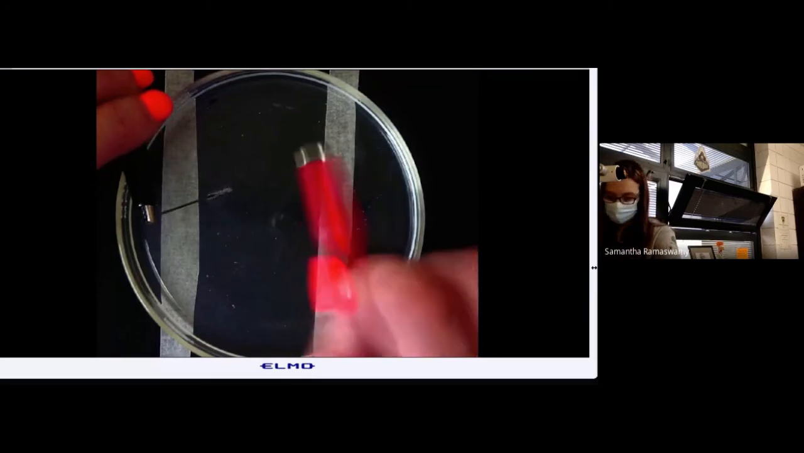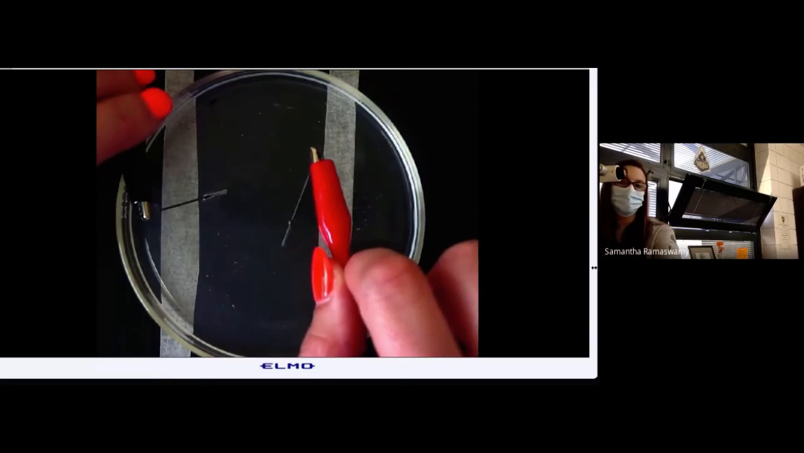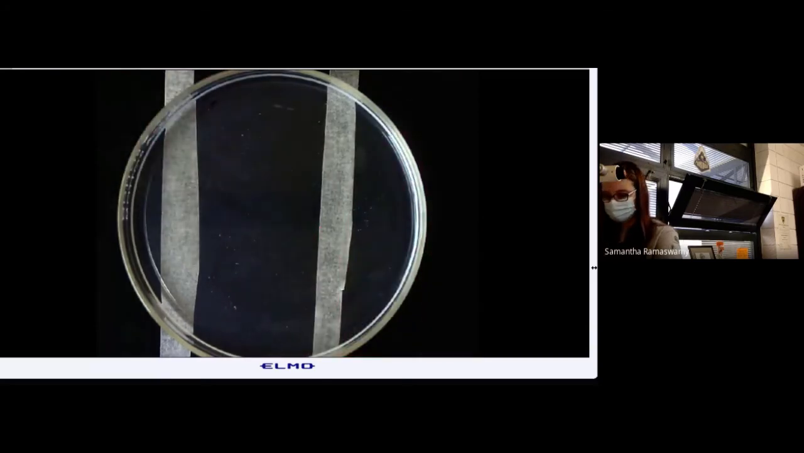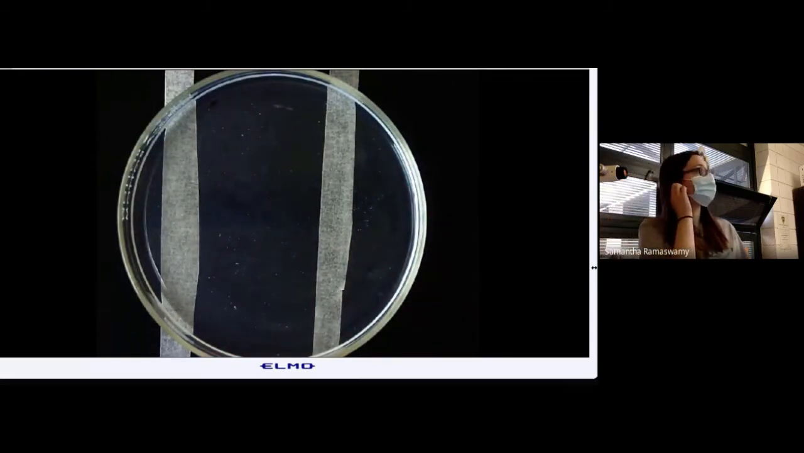Again, this is water in this Petri dish. One side is producing much more gas than the other. Well, if we think about it, water is H2O. There's twice as much hydrogen as oxygen. So we have twice as much.